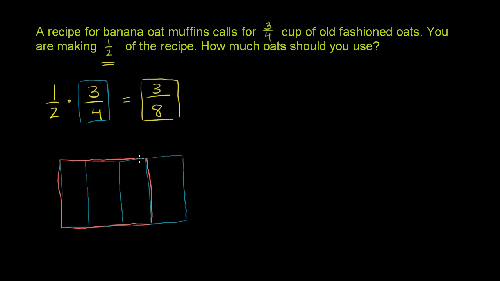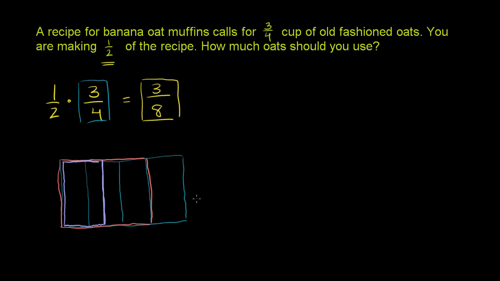Now, you want half of this, right? Because you're going to make half of the recipe. So we could just split this in half. Let me do this with a new color. So you would normally use this orange amount of oats, but we're going to do half the recipe. So you'd want half as many oats. So you would want this many oats.